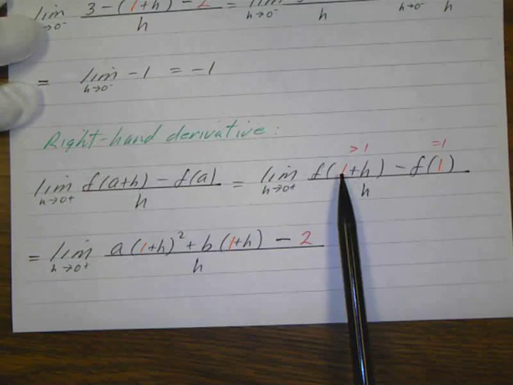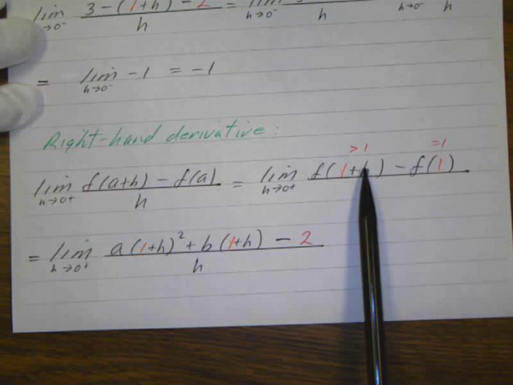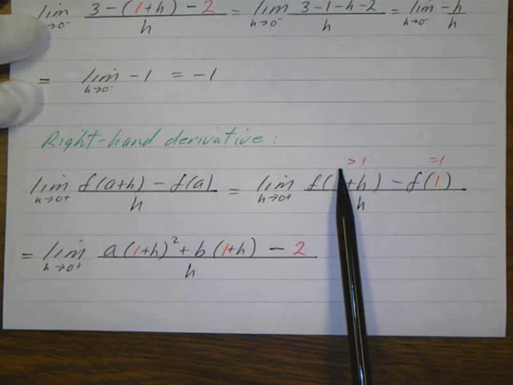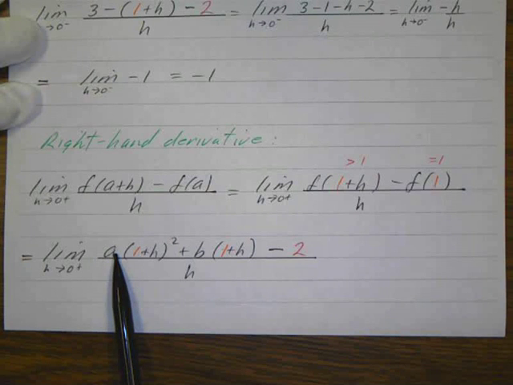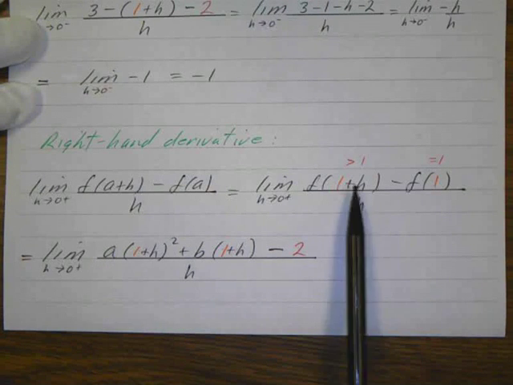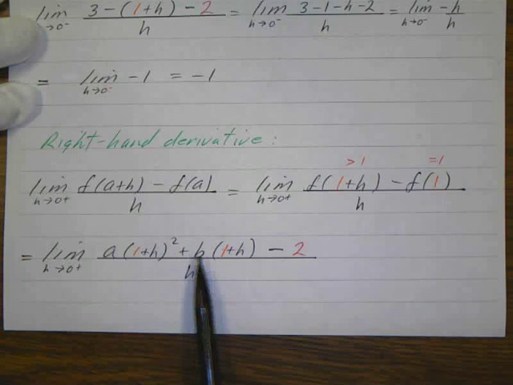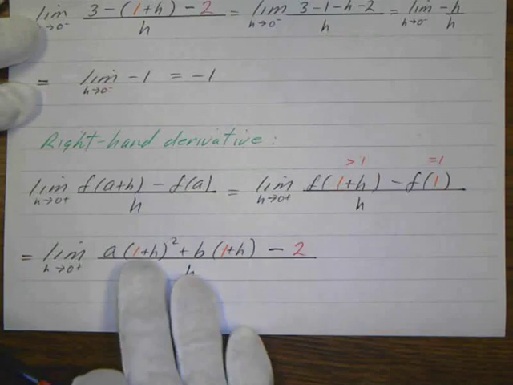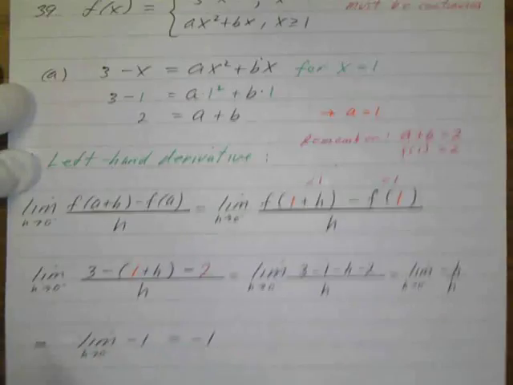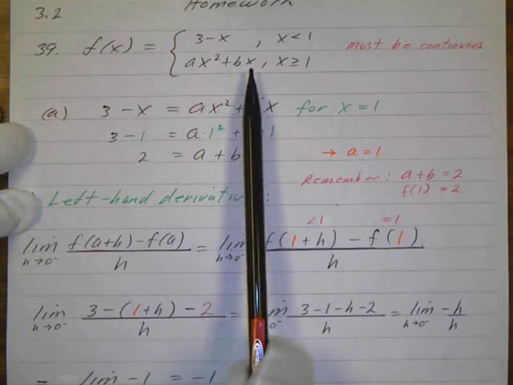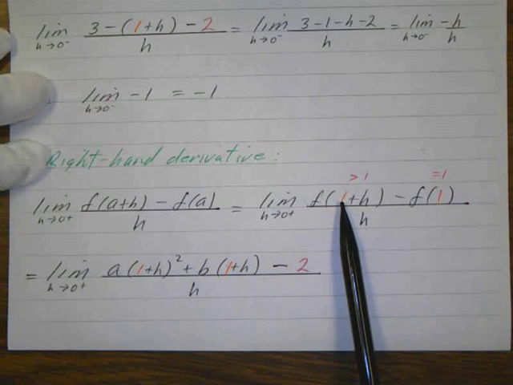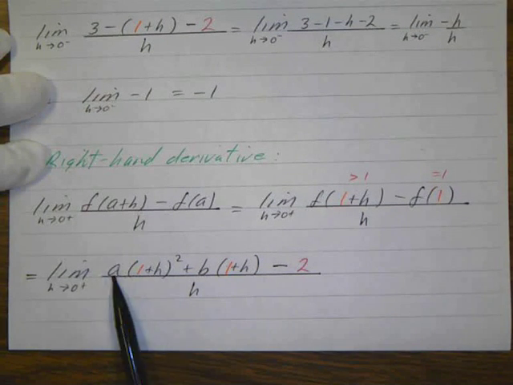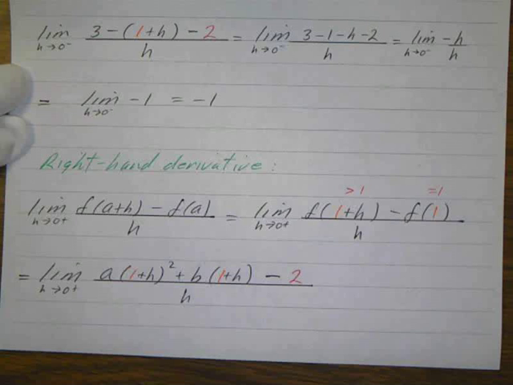So f of 1 plus h, when 1 plus h is greater than 1, is right over here. Ax squared, this is x. So a times 1 plus h squared plus b times x, 1 plus h. And this is my f of 1 again, which is 2, as in the left-hand derivative. So again, there's your function, ax squared plus bx. In this case, it's f of 1 plus h, so I put 1 plus h squared. a times 1 plus h squared plus b times 1 plus h minus 2. Okay? So that's the right-hand derivative setup.